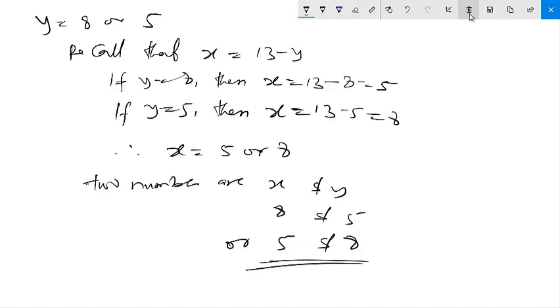So this is how to solve a word problem leading to quadratic equation. Just a tip: the only way you can solve a word problem leading to quadratic equation is by solving the simultaneous equation by the substitution method only. So you substitute one value of one of the variables and you use it to find the other value in the other equation.